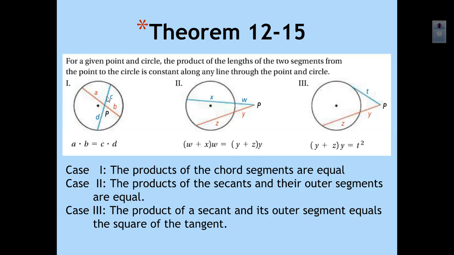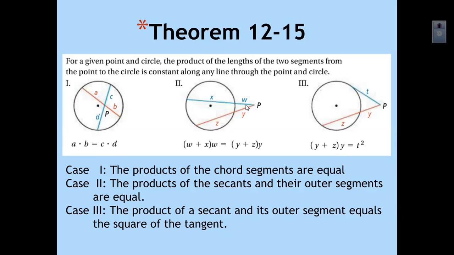It is the segment length of A times the segment length of B. So what it is, this line right here has been cut up into two segments, wherever its intersection point is. This segment times this segment is equal to this segment times this segment. So A times B is equal to C times D.